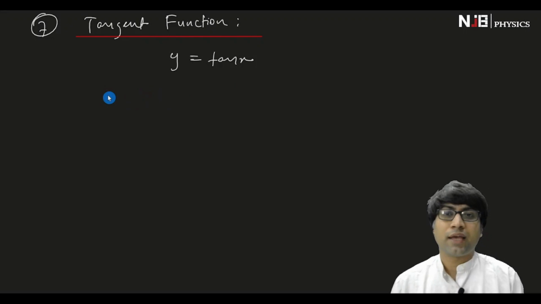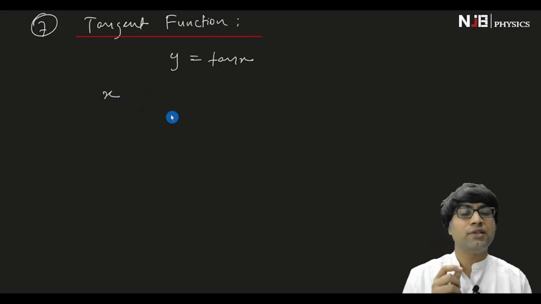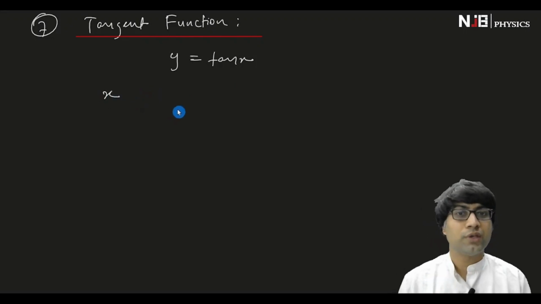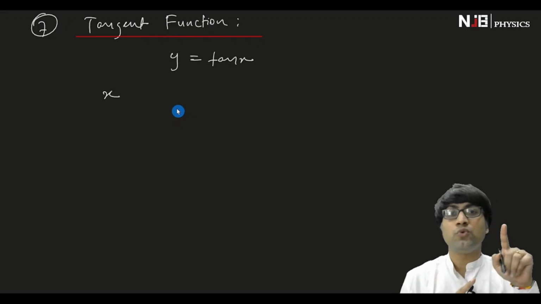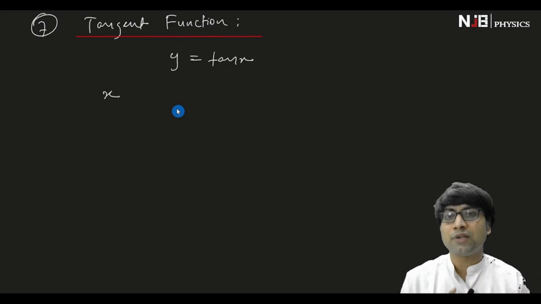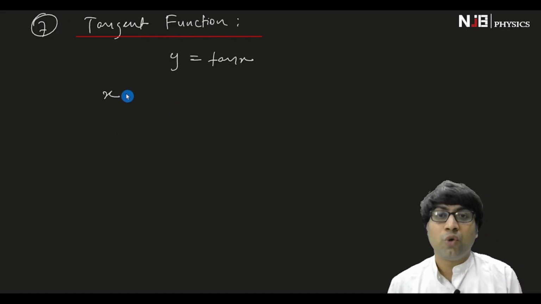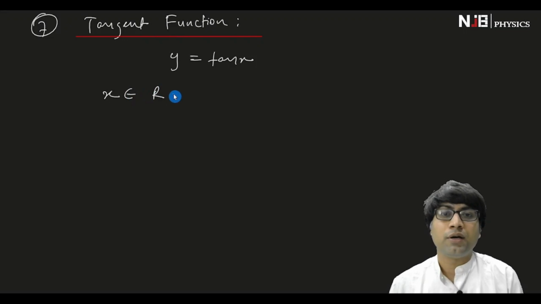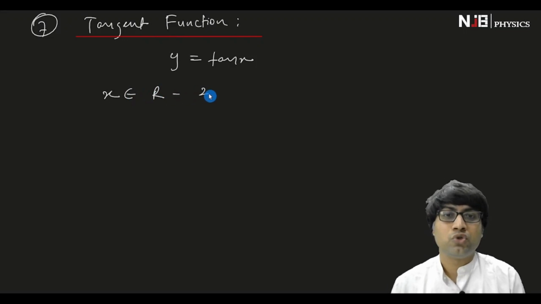What all values can x take? Well, x can take any value except those values where cos x is equal to 0. And you know what are those values where cos x is equal to 0? It is pi by 2, 3 pi by 2, 5 pi by 2, 7 pi by 2, and so on, plus minus obviously. So the domain of this function is any real number except (2n plus 1) pi by 2.